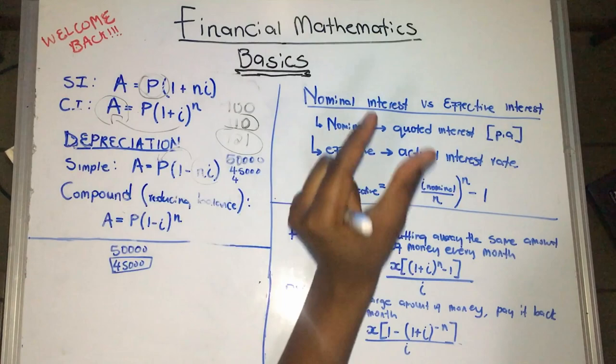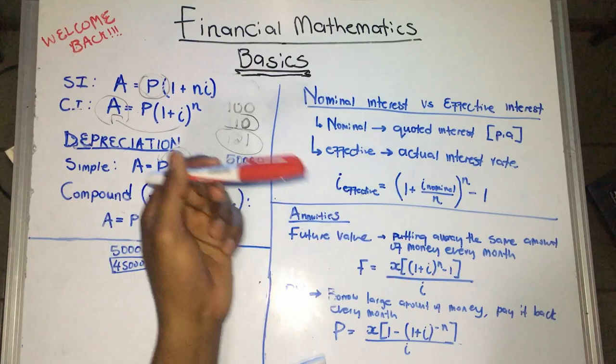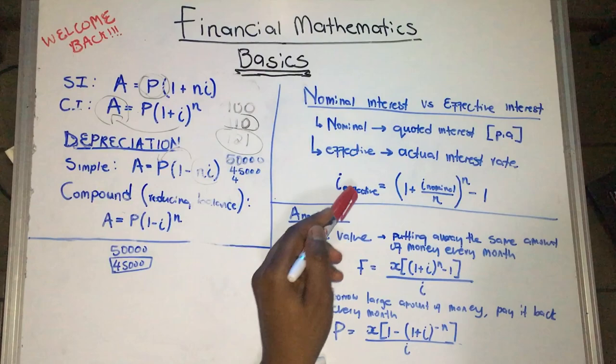So that gives your effective interest. So effective interest is your actual interest. It considers that interest, whether the compounding is monthly, quarterly, or every 6 months. You consider the interest charged at that period. Okay. So what if we have a nominal interest and want an effective interest rate?